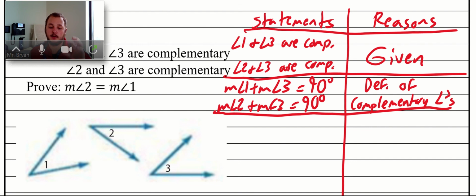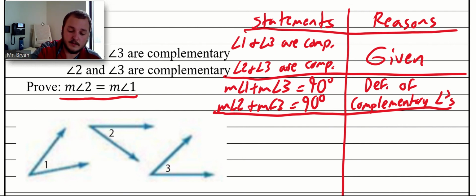Now we need to look here and use our statement and see, can we get to some place where by the end we're showing 2 and 1 have the same measure, because we do have to show that somehow. Well, if I look at the two statements I just made, I just said measure of angle 1 plus 3 equals 90 and measure of angle 2 plus 3 equals 90 here.